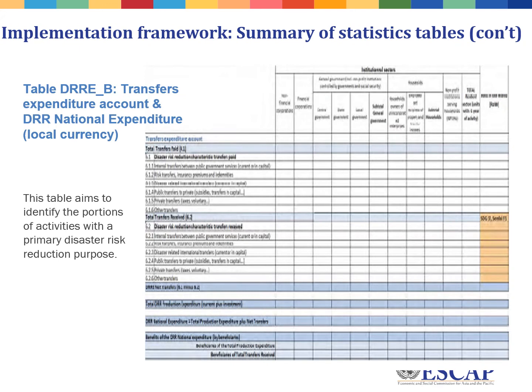This is another example of a DRR table that is recommended for compilation before a disaster. And this is on transfer expenditure account and national expenditure, which are expressed in monetary terms. So the aim of this table is to identify the portions of activities with a primary risk reduction purpose.